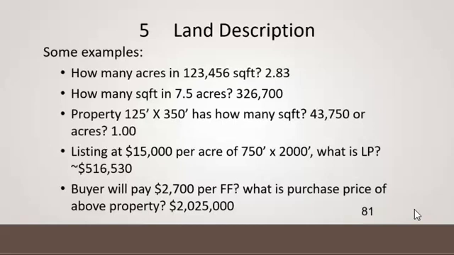Now I know you're thinking, well, why do I care about that? Because here's what's going to happen. The farmer's going to come to you and go, hey, I want to list my property. My property is 750 by 2,000. My neighbor just sold his property. I want to beat him, so I want $15,000 an acre. What's my list price going to be? So you need to figure out, first of all, he didn't give you the acres. He gave you his property dimension. 750 feet by 2,000 feet is how many acres?